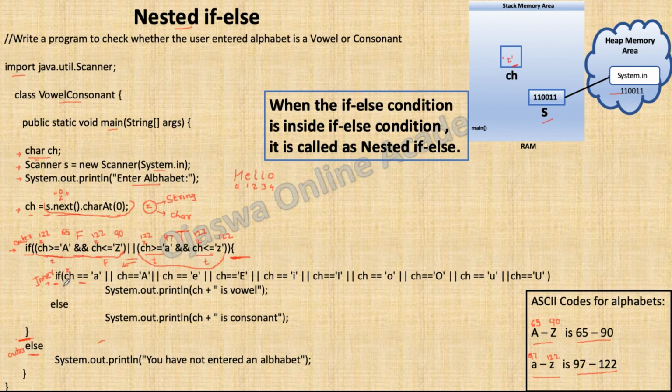ASCII code for lowercase z is 122. ASCII code for lowercase a is 97. 122 is not equal to 97. Hence, this will be false. We are using the OR operator.